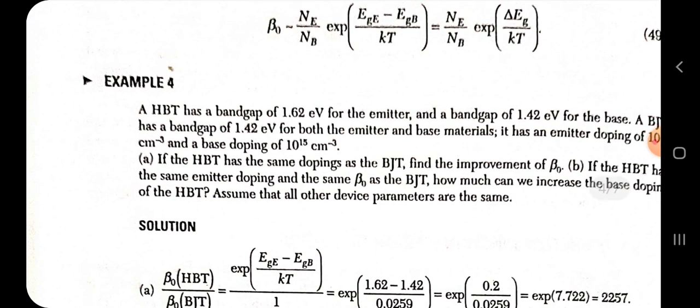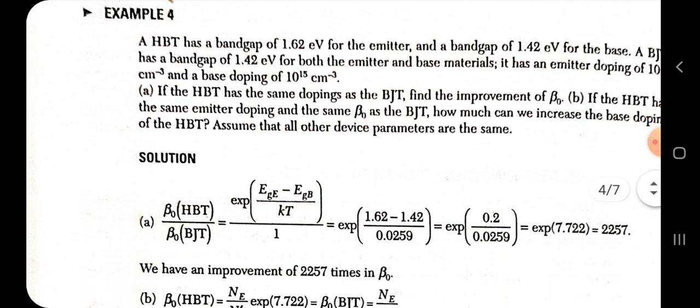Now we have just taken one example to explain this. An HBT has a band gap of 1.62 electron volt for the emitter and a band gap of 1.42 electron volt for the base. A BJT has a band gap of 1.42 electron volt for both the emitter and base materials. It has an emitter doping of 10 to the power 18 per centimeter cube and base doping of 10 to the power 15 per centimeter cube. A. If the HBT has the same dopings as the BJT, find the improvement of beta 0. B. If the HBT has the same emitter doping and the same beta 0 as the BJT, how much can we increase the base doping of the HBT? We assume that all the device parameters are the same.